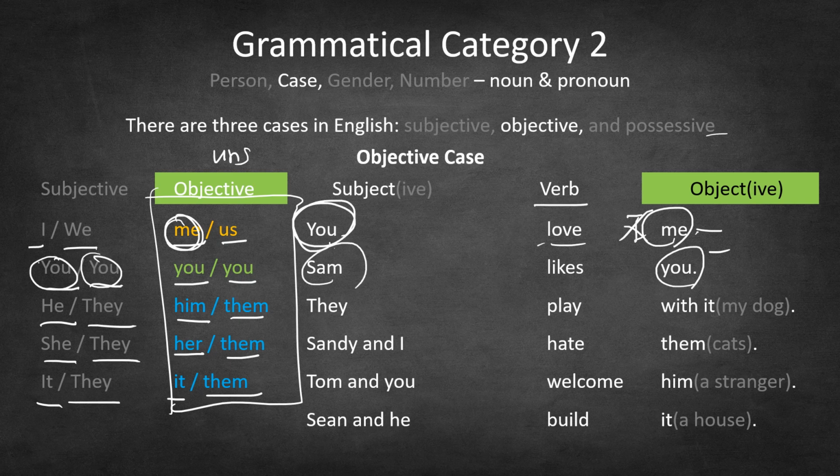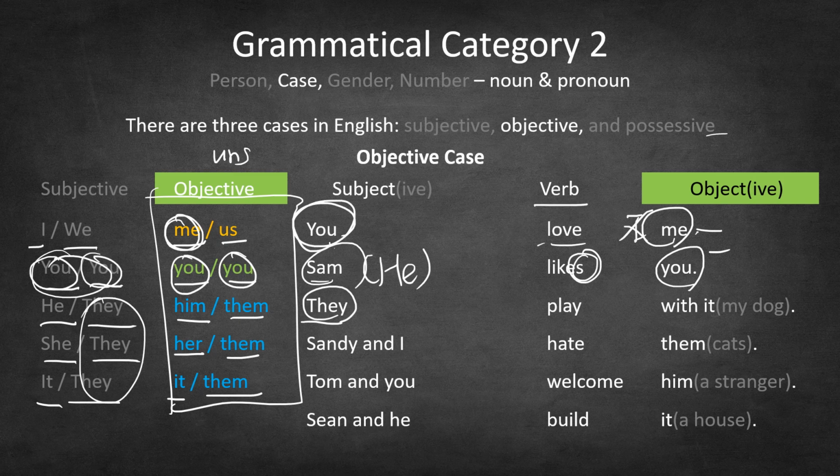Sam likes you. Okay, Sam is he, third person singular, so we put an S. This you is either you or this you. It's not this you because this is subject. They, it could be this, okay, anybody, they, and this is plural. This is subject. Play with it. It is my dog, it. So this it, not this it, okay?